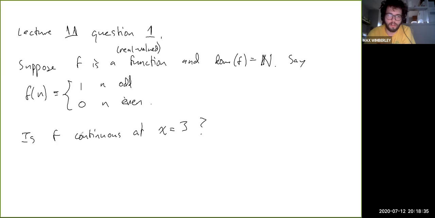Okay, so the answer here is actually yes. And I think this might be a little bit surprising for some people, because if you look at the graph, right, I mean, it's just a bunch of dots, right?